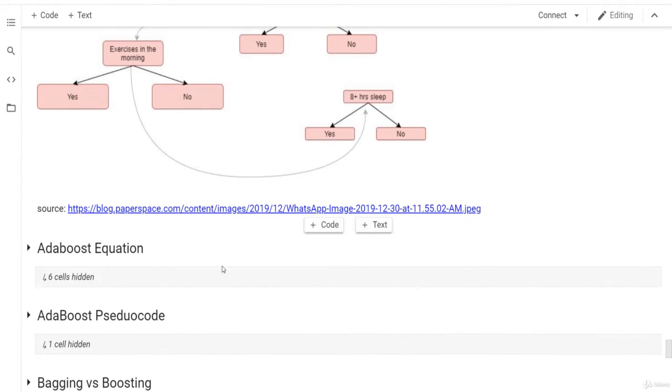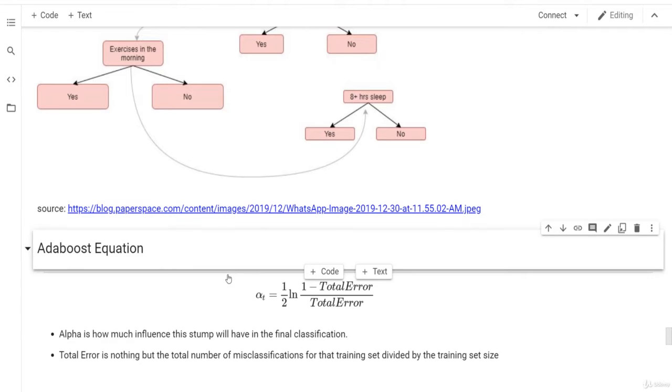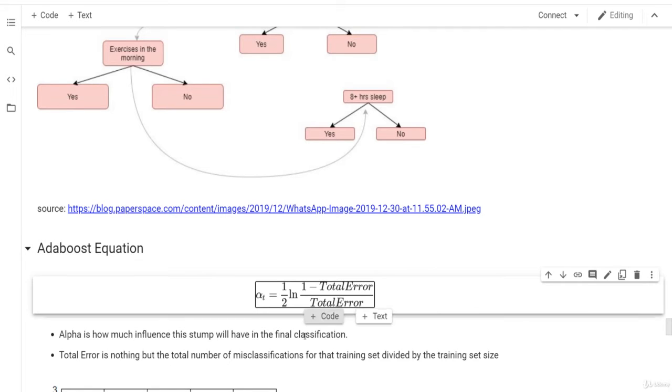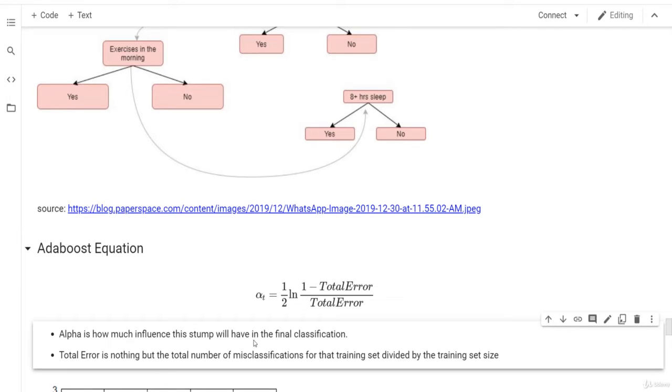Okay, now let's look at the AdaBoost equation, right? So this equation can be a little bit daunting at the beginning, because here we are saying alpha of t is half ln. ln is basically the natural logarithm, right? And ln of what? 1 minus total error over total error. So what do we mean exactly by this?